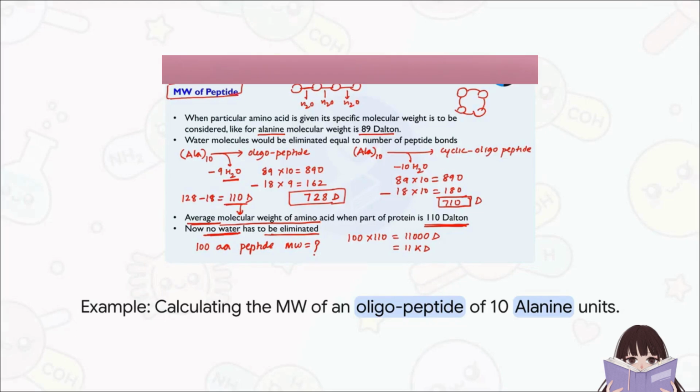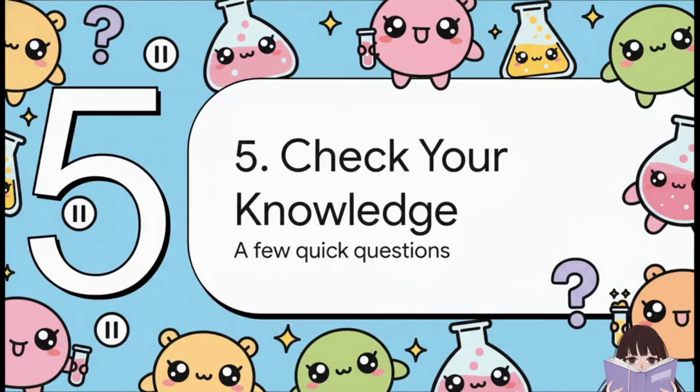Let's look at this great example here, a peptide made of 10 alanine units. So, first step, we take the molecular weight of a single alanine, which is 89, and we multiply it by 10. That gets us 890. Easy enough. But wait, we formed 9 peptide bonds to link those 10 alanines, right? So we have to subtract the weight of 9 water molecules. 890 minus 162. And that gives us our final answer, 728 daltons. See? Not so bad.